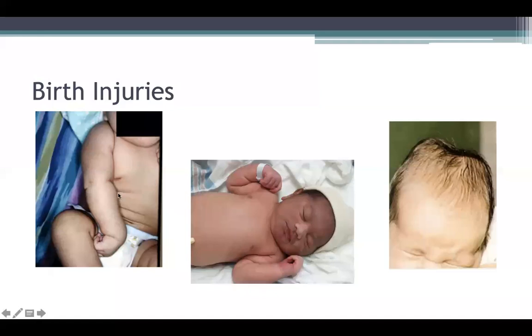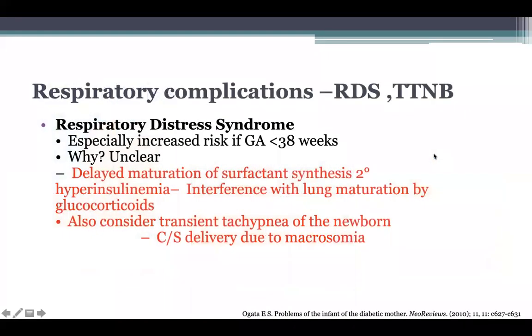So this is your brachial plexus injury. This is a polycythemic infant. What you can see is your vacuum delivery causing a cephalhematoma. And why it causes RDS or TTNB is your delayed maturation of surfactant. Lung maturation is interfered.